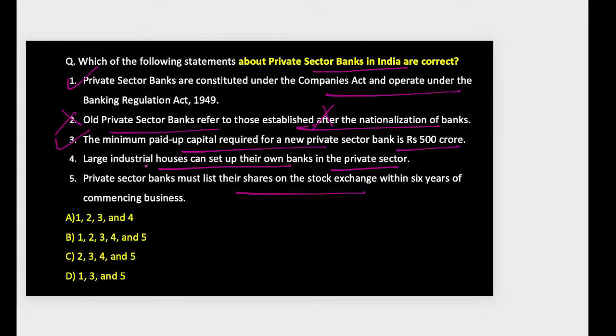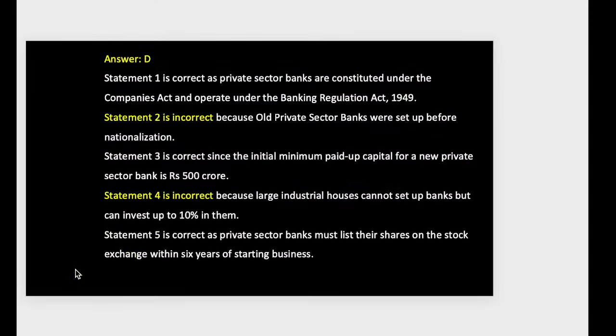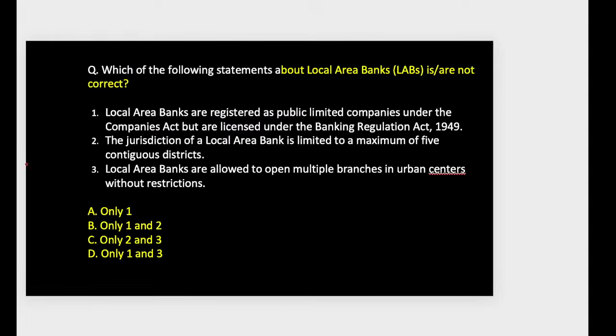That is true. Large industrial houses can set up banks? No, this is against the eligibility, and they can have up to 10%. Private sector banks must be listed within 6 years. This is also true. So 1, 3, 5 means option D will be the right answer for this question. Very good guys. Next one.